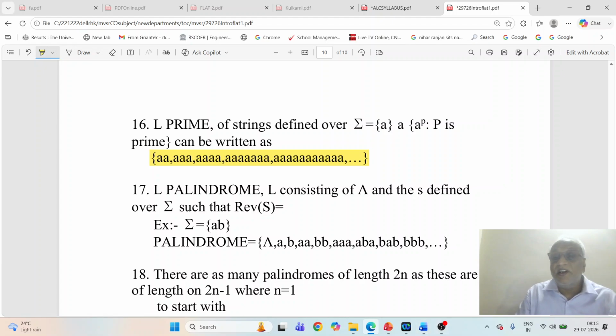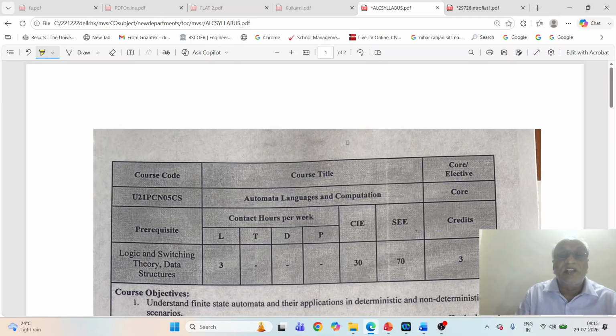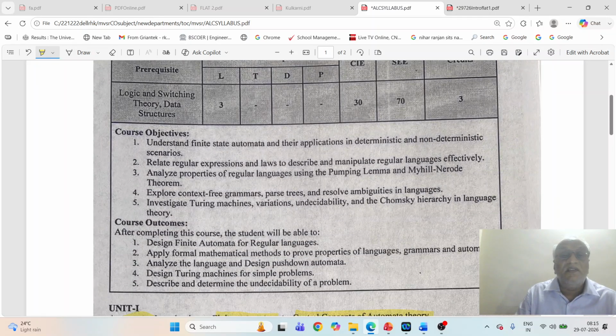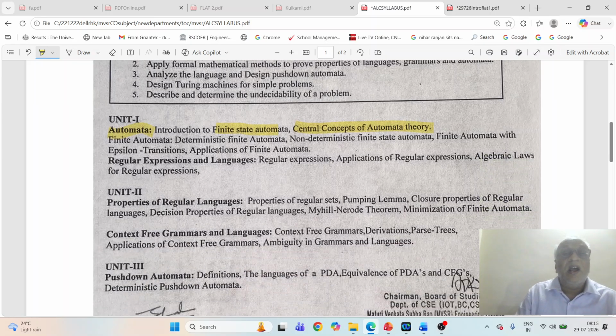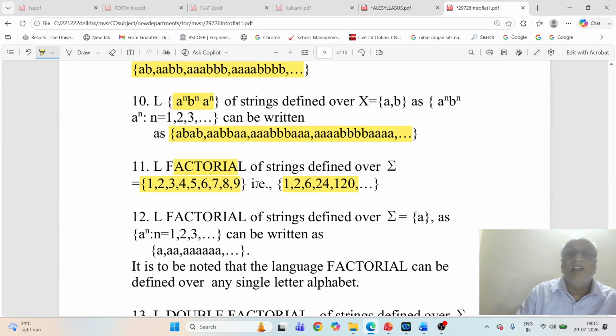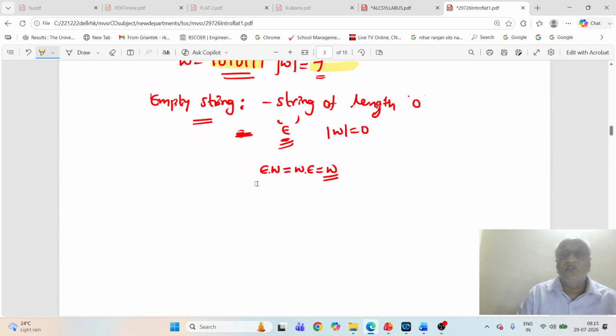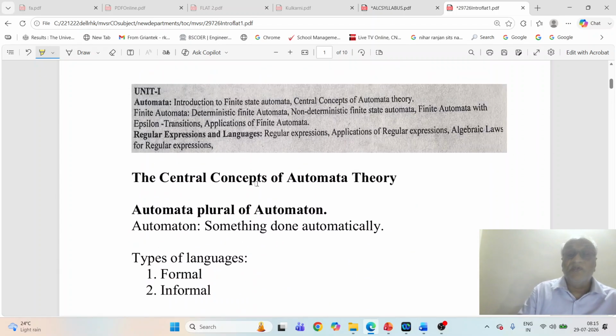With this short introduction, we have started discussing the subject automata languages and computation, and today we tried to define what an automaton is, what the different central concepts of automata theory are, what a language is, what a string is, what a word is, and how to define the language using descriptive definition, all those.